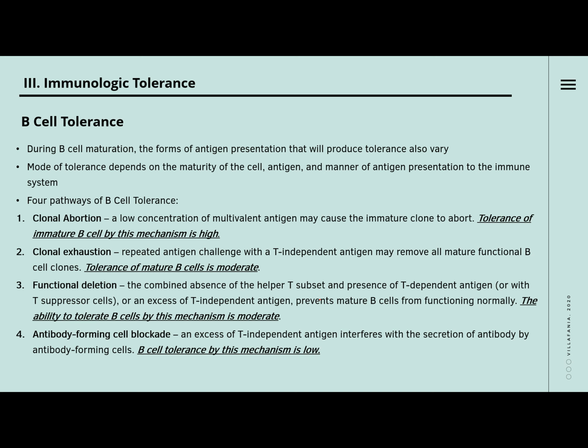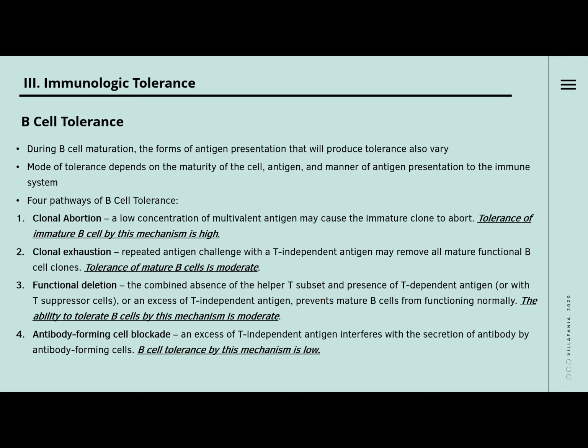There's also your clonal exhaustion. Repeated antigen challenge with a T-independent antigen may remove all mature functional B cell clones. Tolerance of mature B cell is moderate. Then we have your functional deletion. The combined absence of the helper T subset and presence of T-dependent antigen, or with T suppressor or an excess of T-independent antigen, prevents mature B cells from functioning normally. The ability to tolerate B cells by this mechanism is moderate.